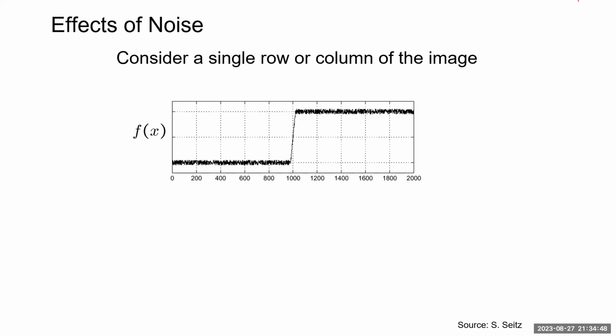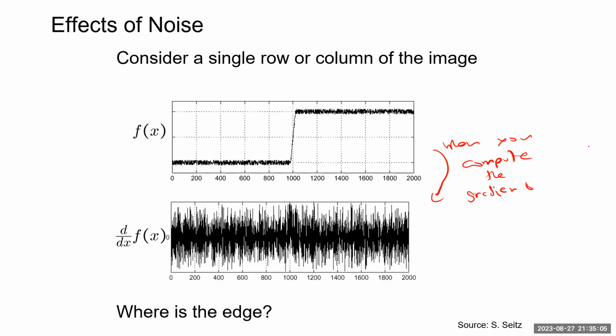So, when you get the differentiation of this image, when you compute the gradient, it will be like this. Now, in a case like this, it'll be very hard for us to find the edges. We can't see any sharp variations. The intensity variation is happening here.